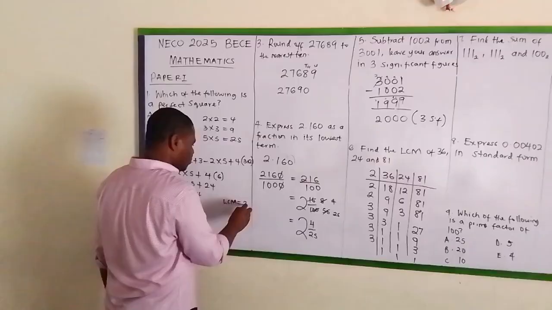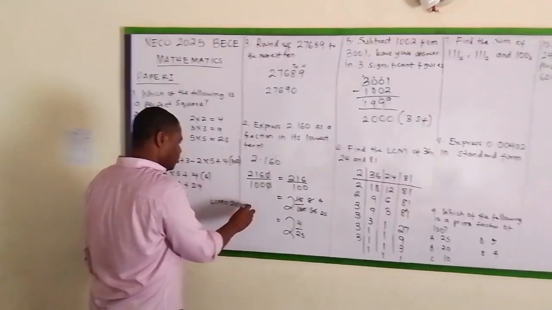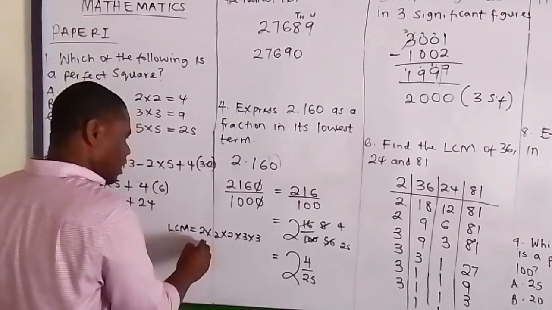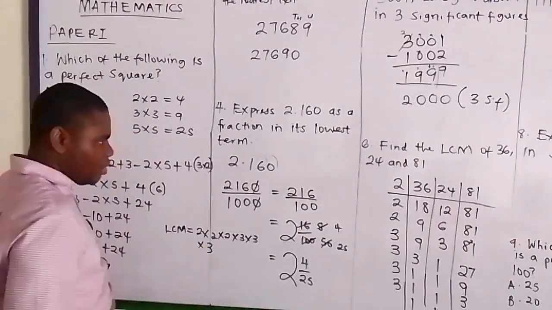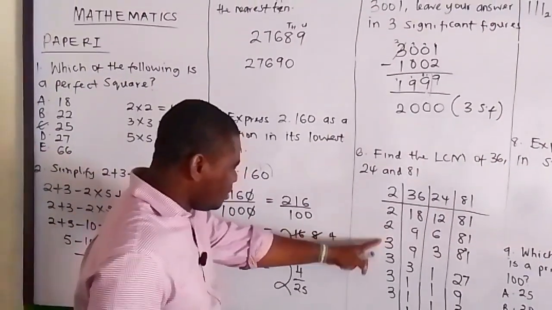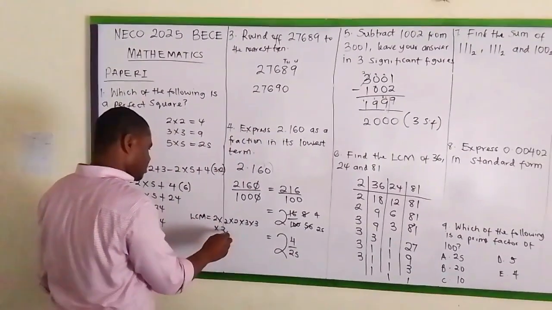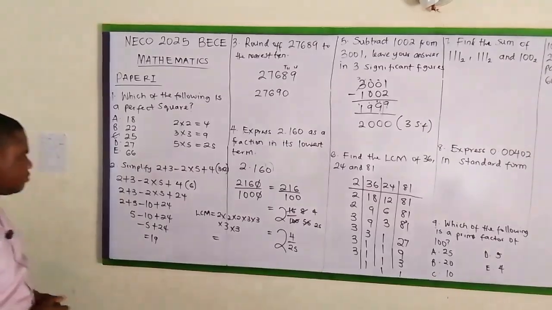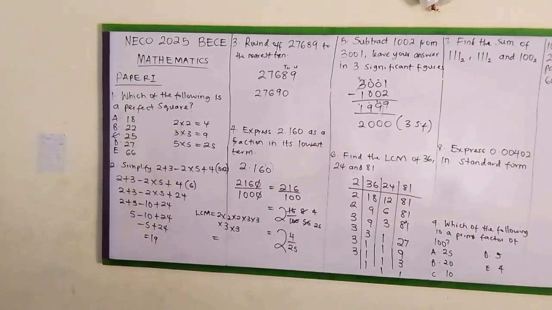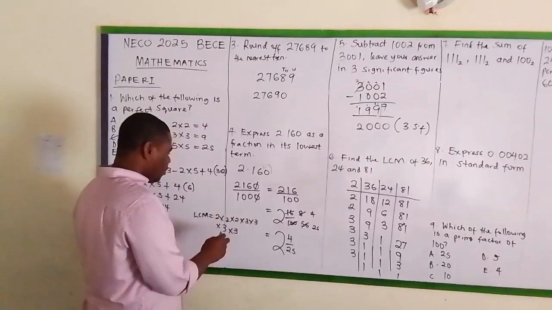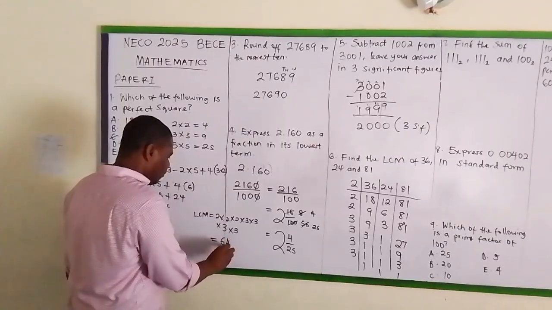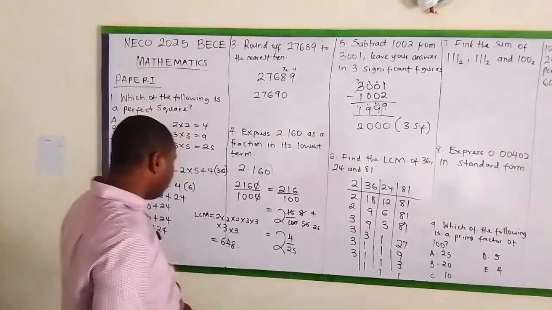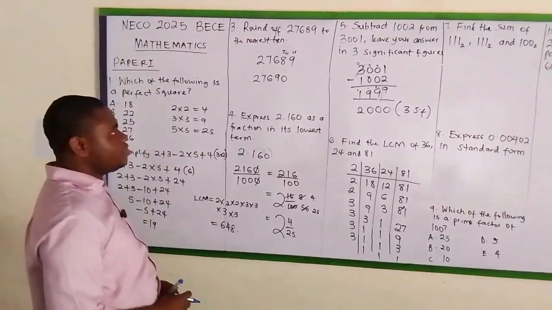will give me 2 times 2 times 2 times 3 times 3 times 3. So we have the 2, 3 places, 3, 4 places, sorry. So this will give us 2 times 2 times 2 times 3 times 3. So that will give me 648. So the LCM of 36, 24 and 81 is 648.